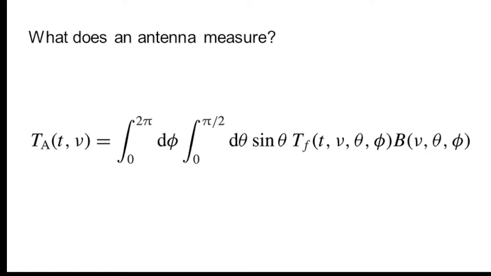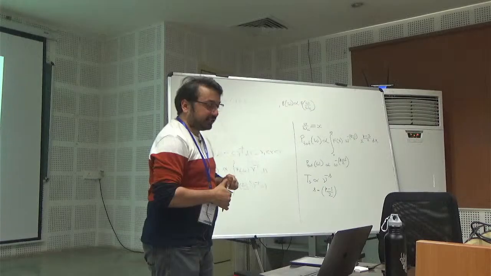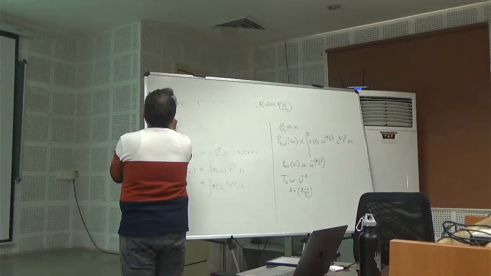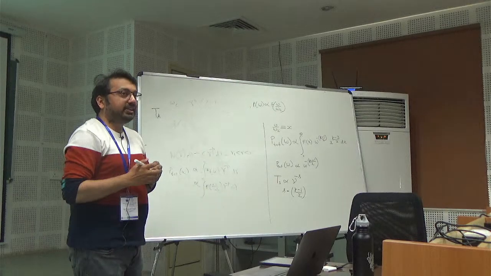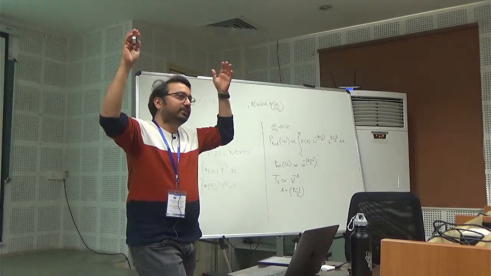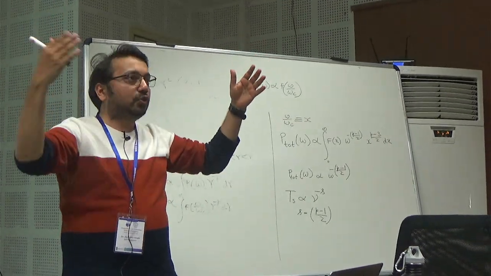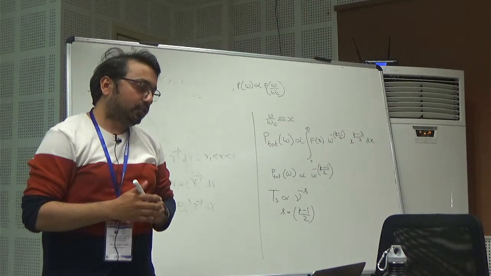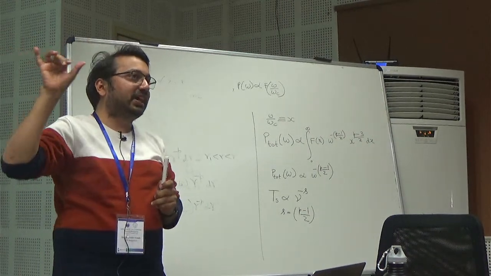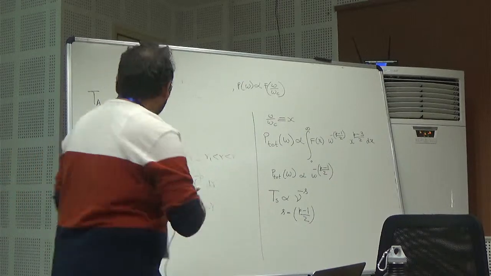So let me go over the different terms here. What you really measure is the antenna temperature. Now, the way these telescopes work is you have a field of view, you are observing the sky in that field, and over time the sky is drifting. So in some way you are mapping different regions of the sky which are separated in time. So that's where the first time dependence comes.